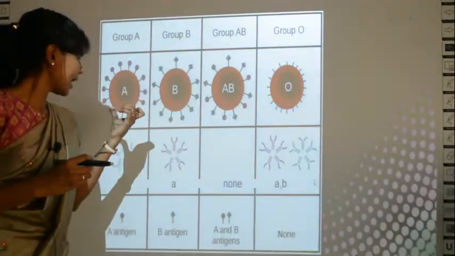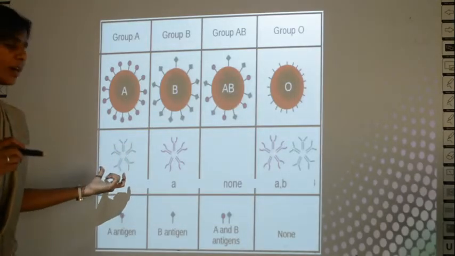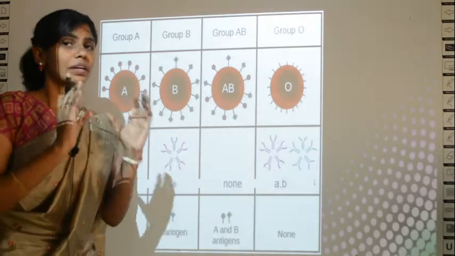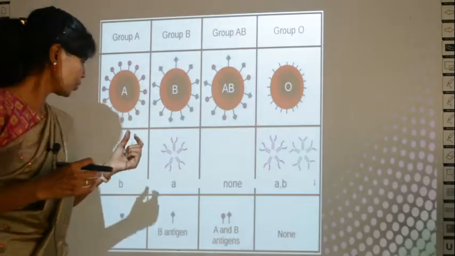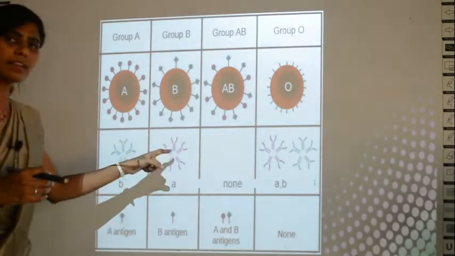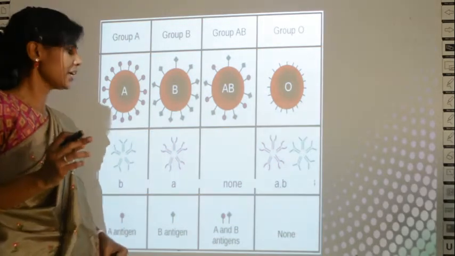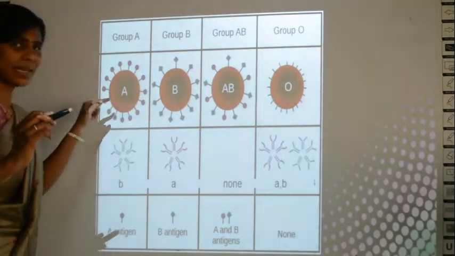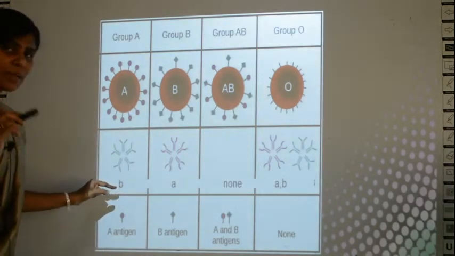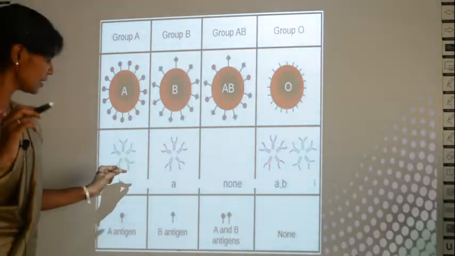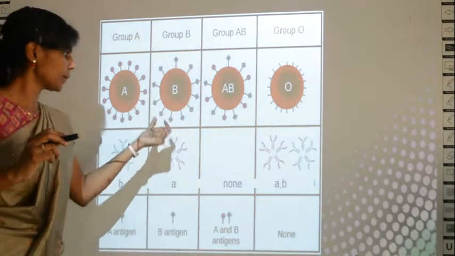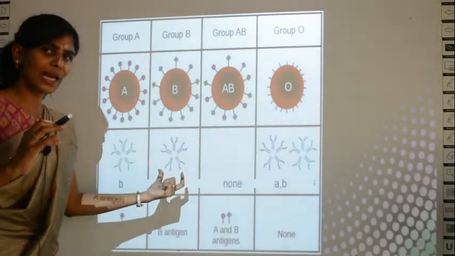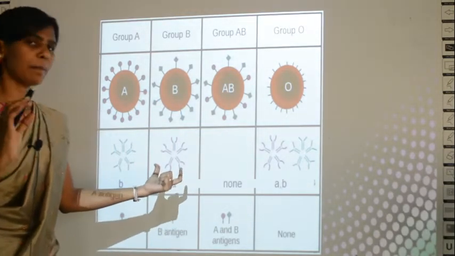So, now the antibodies' shape we have already studied in the slide where I displayed the antibodies. You know, this is antibody B and this is antibody A, right? So, now a person with A blood group, with A antigen, will have B antibodies in his plasma. At the same time, a person with B antigens will have A antibodies in the plasma.